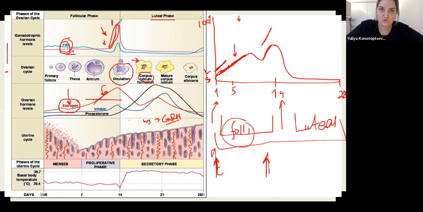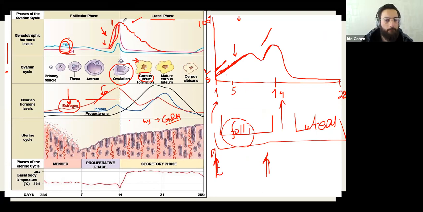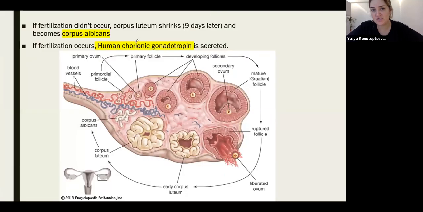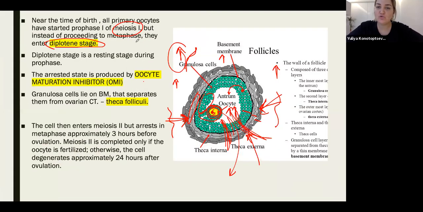LH surge. Is it going to be immediately low as in this picture? No, it's going to gradually come down to its normal concentration. It usually takes 9 days for the LH to reach its normal concentration. So I repeat the question: right after ovulation, how's the LH? Is it high or is it low? High. It's super high. And because it is super high, it causes a process known as luteinization.